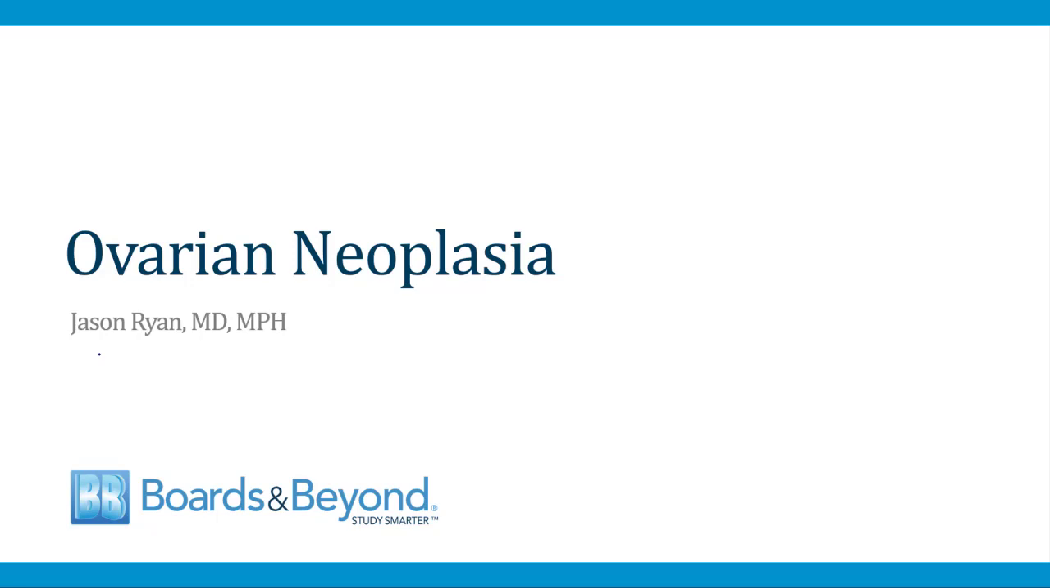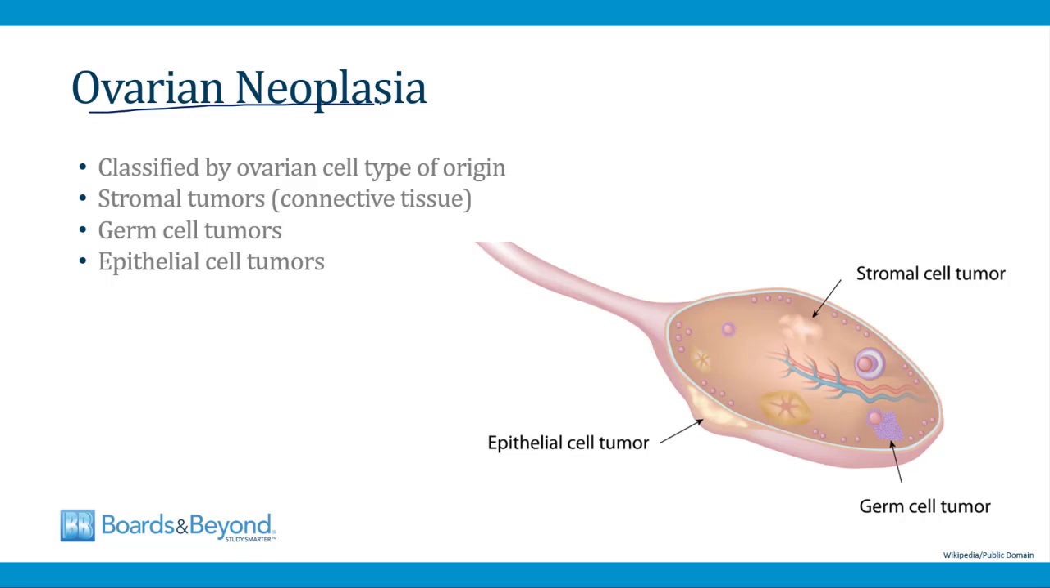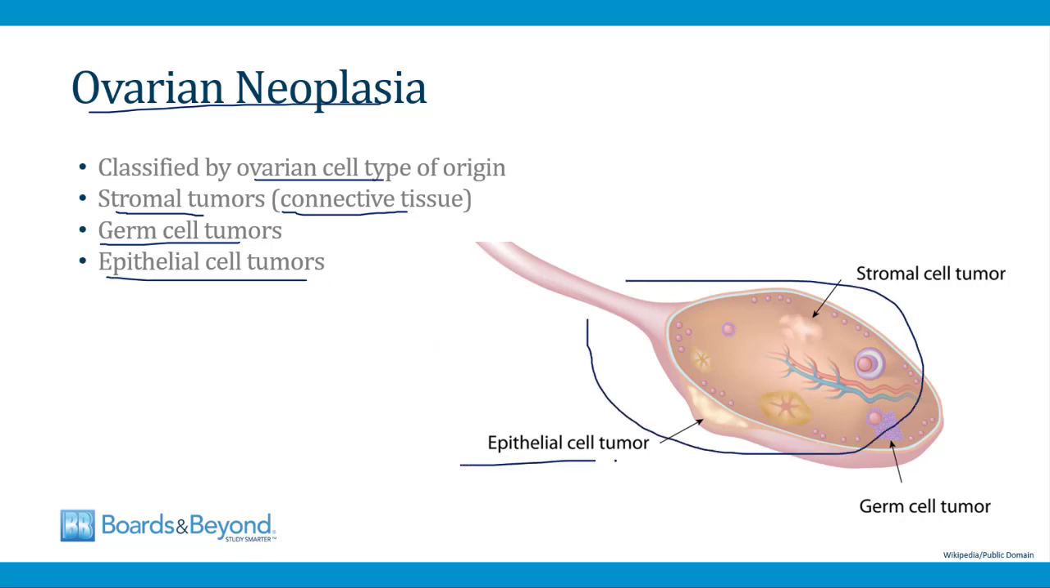Hi everyone, and welcome to our module on ovarian neoplasia. Ovarian neoplasia can be classified by the ovarian cell type of origin of the cancer or tumor. So for example, there are tumors that derive from the connective tissue of the ovary, and these are called stromal tumors. Other tumors derive from germ cells in the ovary, they're called germ cell tumors. And then finally, many tumors derive from the epithelial cells that line the ovary, and these are called epithelial cell tumors.